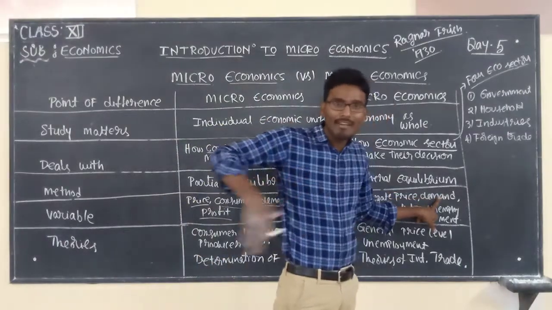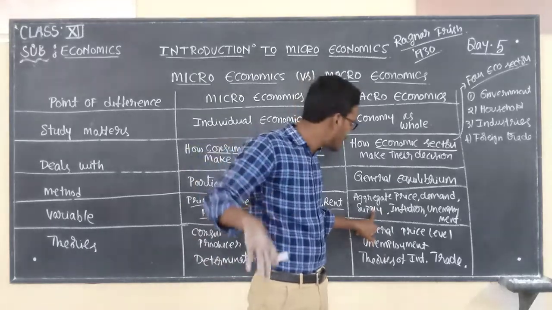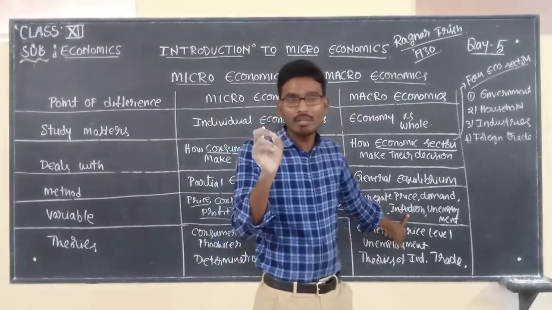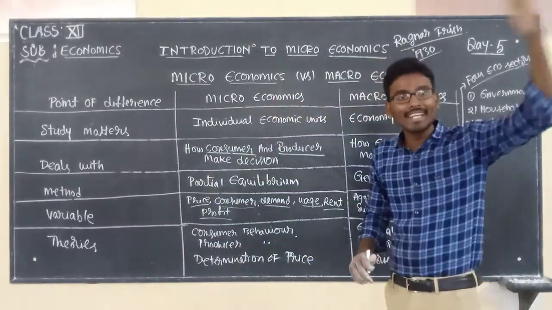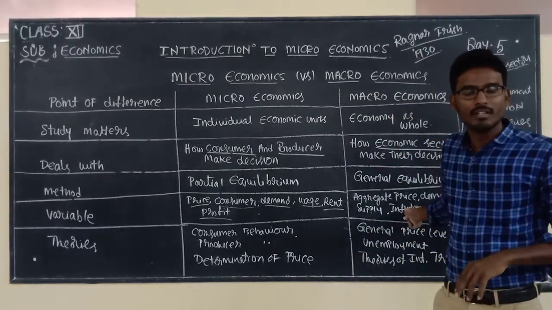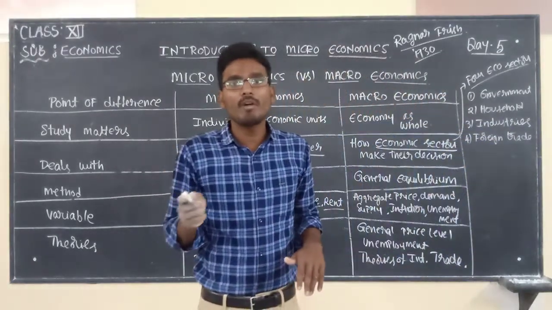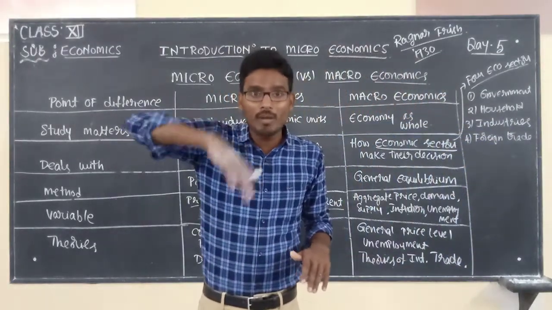Aggregate demand. Overall demand in the market. Aggregate supply. Overall supply in the market. Inflation. What is the term inflation? The continuous increase in the prices in a country, that is known as inflation. See, whenever you are observing macroeconomic concepts, those concepts are dealing with the complete economy as a whole.